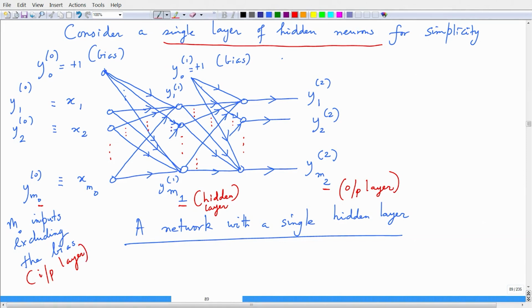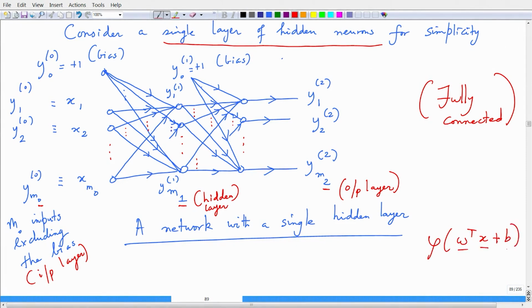Now I also have these weights which connect the inputs to the nodes of the network in the hidden layer, and then from the hidden layer we have these synaptic weights which connect to the output layer. This is still a fully connected network, that is, there is a connection from every processing element to every other processing element. We introduce this bias because we have to bring in this function. You just have to recall phi of W transpose X plus B.